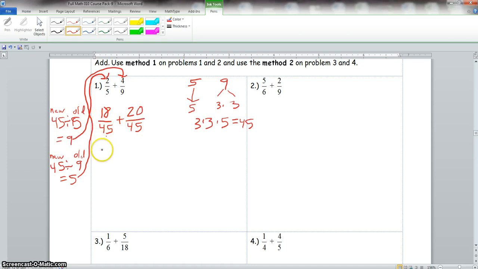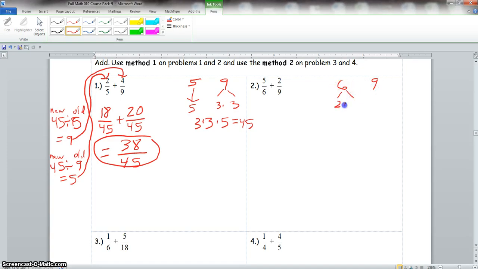Now we combine the fractions. Our denominator stays 45 and we add the numerators. 18 plus 20 is 38. And we're done. Okay, now that was our first fraction. Now we go to problem number 2. Now with problem number 2, we have a denominator of 6 and 9. So we take 6 and we take 9 here.